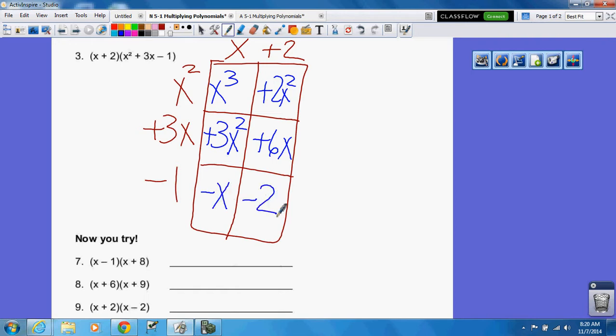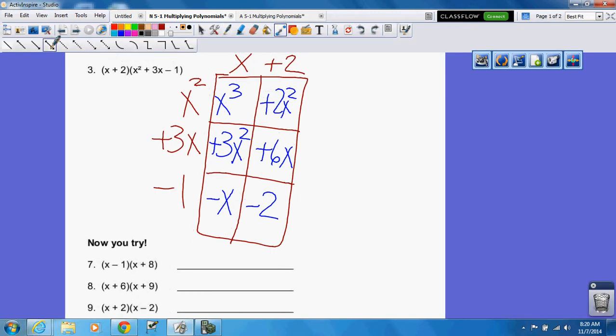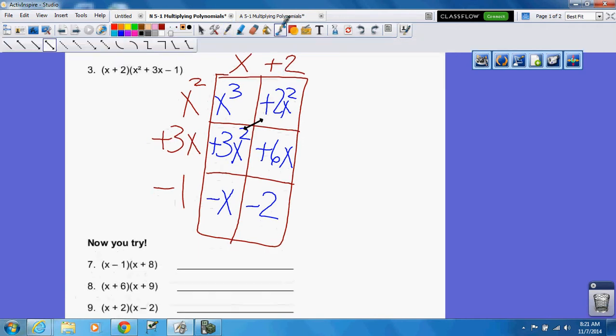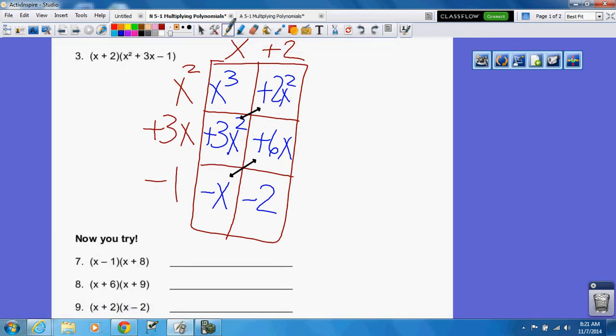So now I'm going to combine my like terms, and what you'll find, guys, is your like terms are usually found on your diagonal. So it's usually going to be those two. And it's usually going to be those two. So when I combine my like terms, I get x cubed because there's nothing to combine that with. And then I'm going to get a positive 5x squared, and then a positive 5x, and then a minus 2.